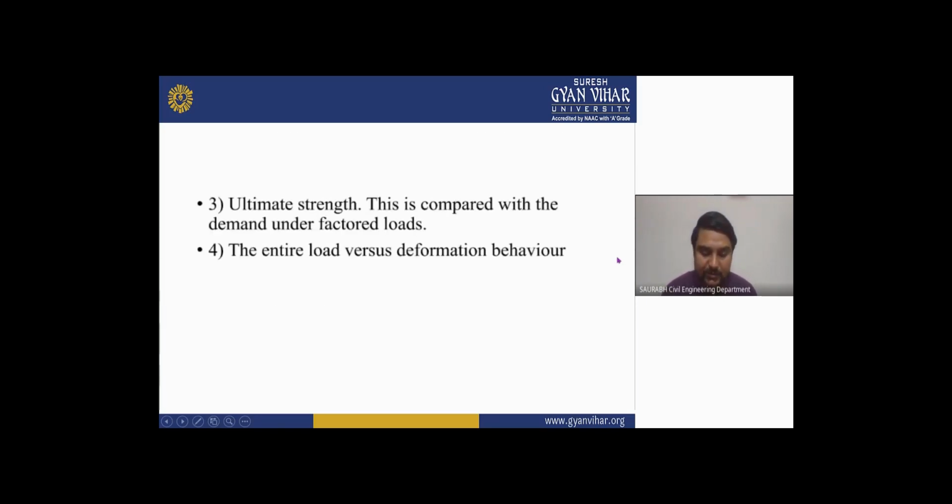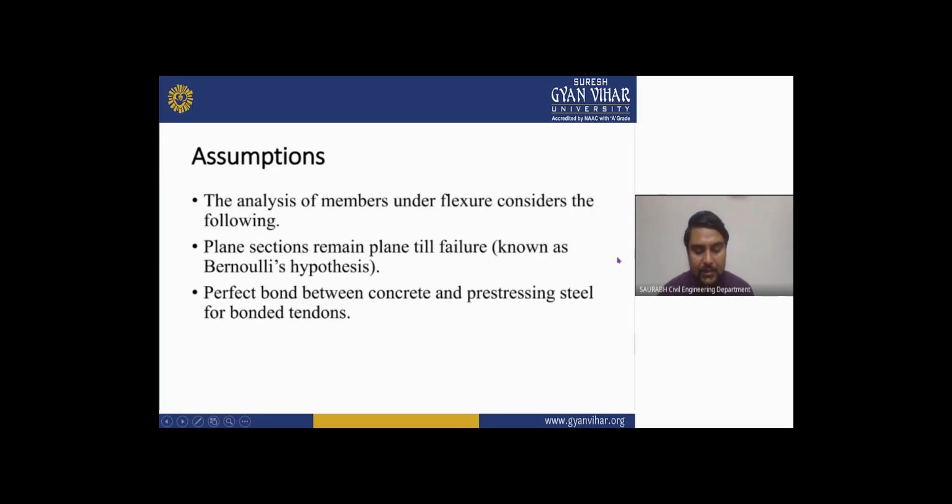Now we will see the ultimate strength. This is compared with the demand under factored load and the entire load versus deformation behavior. Now we will see the assumptions related to the flexural strength of concrete in pre-stressed concrete. The analysis of a member under flexural condition is as follows.